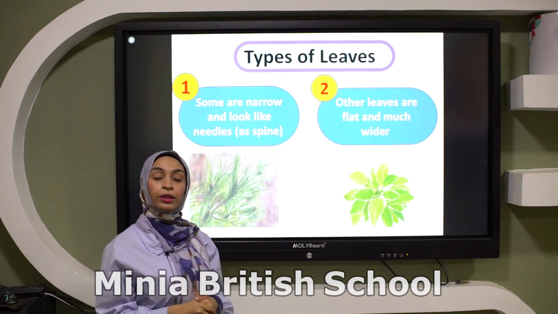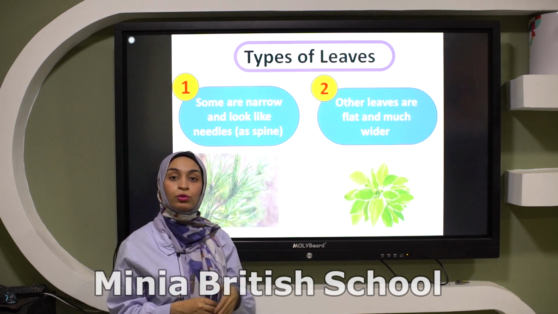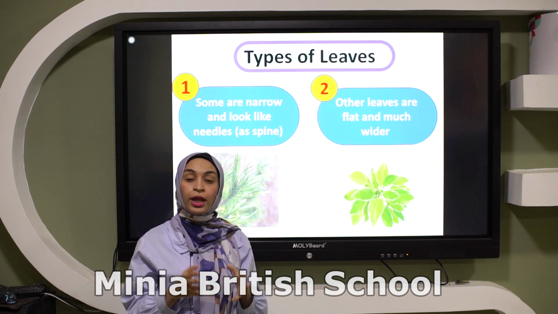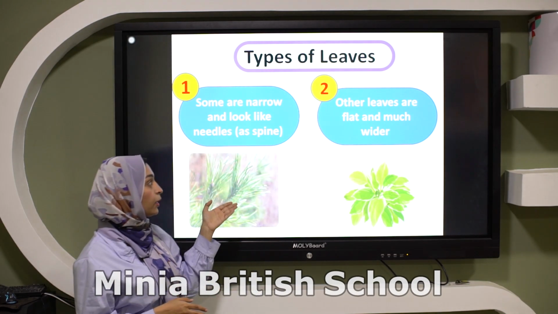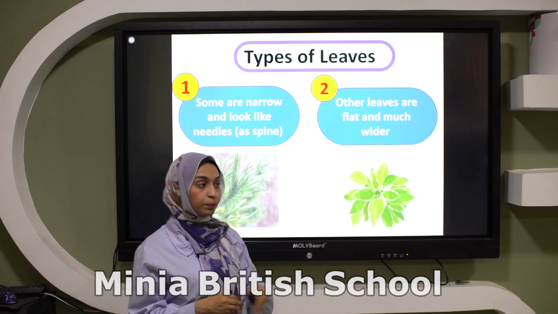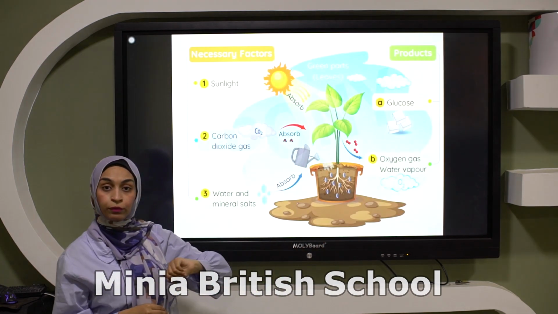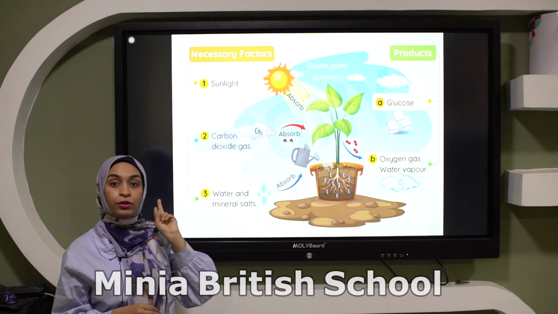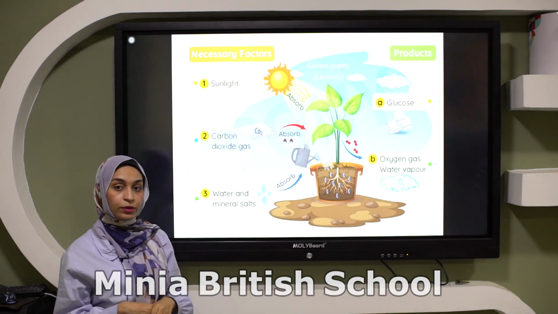What are the types of the leaves? As we see on the board, there are 2 types. Some of them are narrow and look like needles or spines, and others are wide and flat. So we have 5 types of stem and only 2 types of leaves.